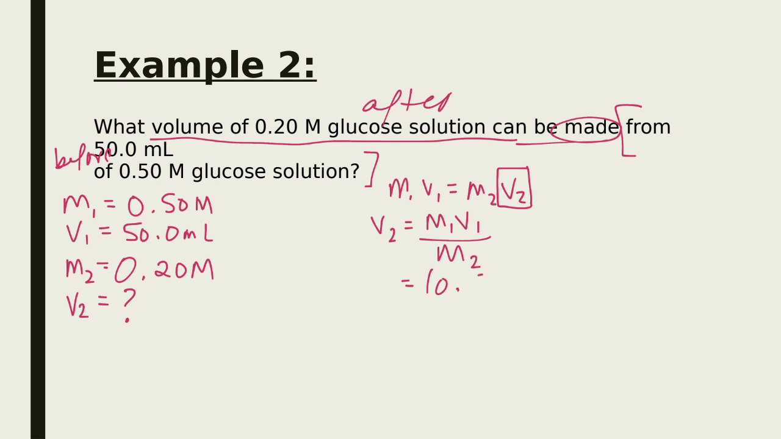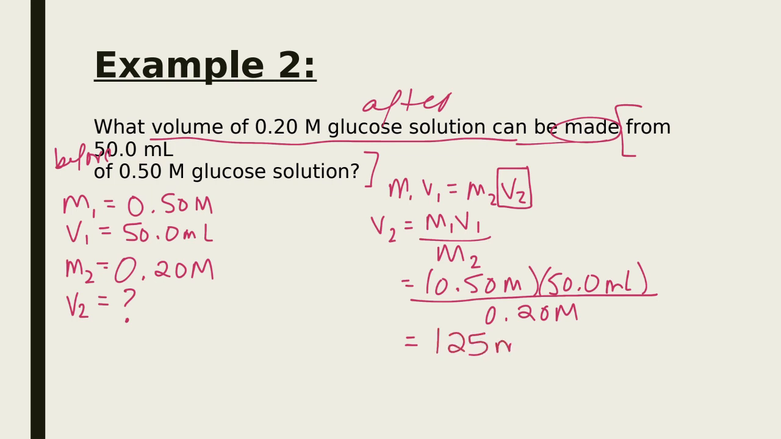So M1 is 0.5 molar, 50 mL. So again, I'm going to leave it as 50 mL, and that just means that my volume will have a unit of milliliters, and that is perfectly fine, unless they ask you to solve for a different unit. And let's come up with the final answer here. So when we calculate this, the final answer works out to be 125 milliliters. So this is what the volume of my final solution will be.